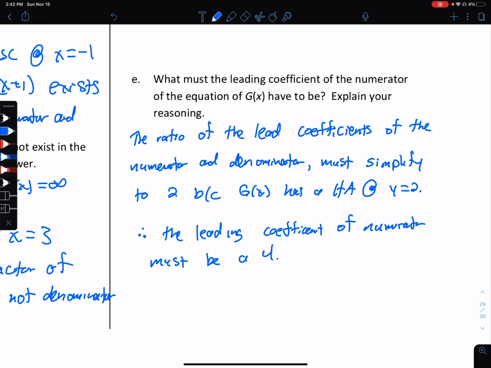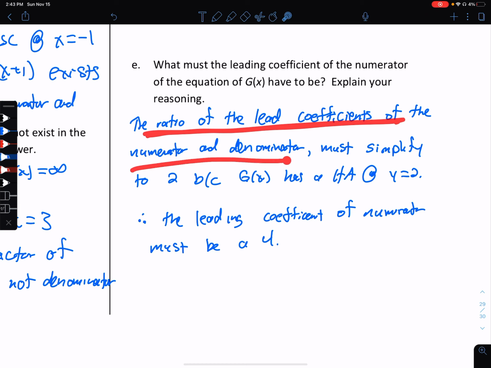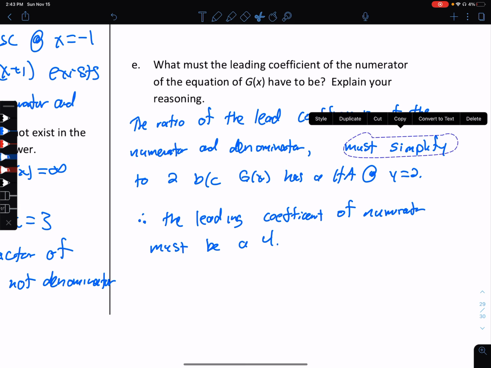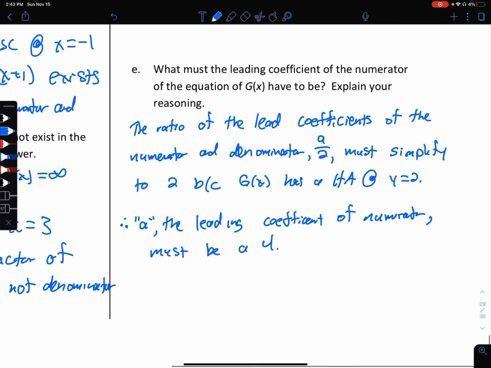I didn't mention the leading coefficient in the denominator was a 2. Let's see, how can I make this better? Let's say the ratio of the lead coefficient of the numerator and denominator is a over 2, which must simplify to 2. So the lead coefficient of the numerator must be 4. And let me say here at the beginning, therefore a, the lead coefficient of the numerator, must be a 4. And I think that kind of makes sense.